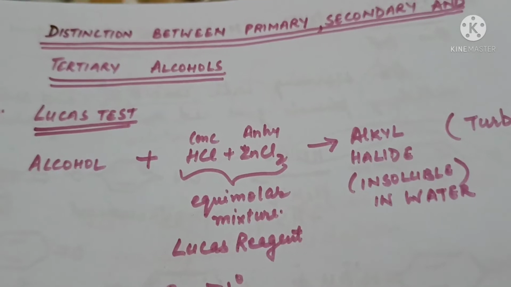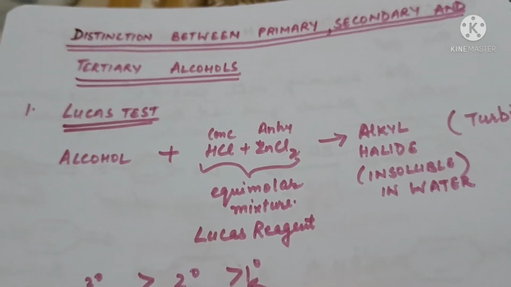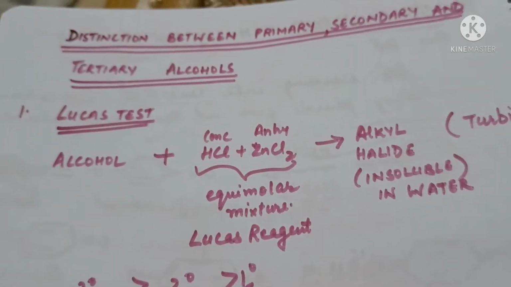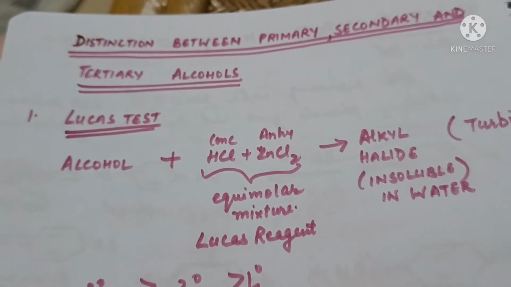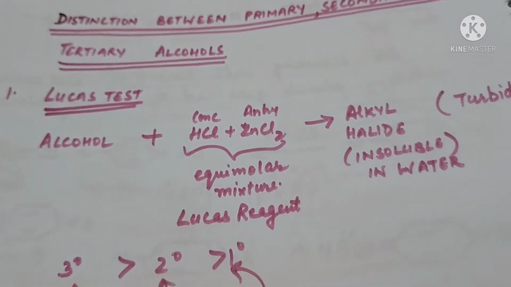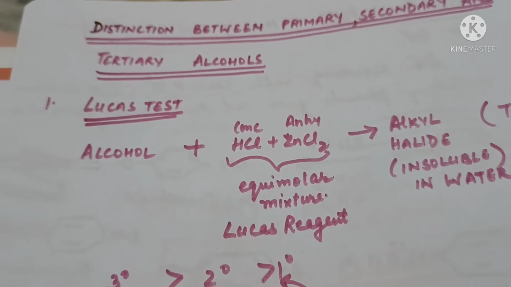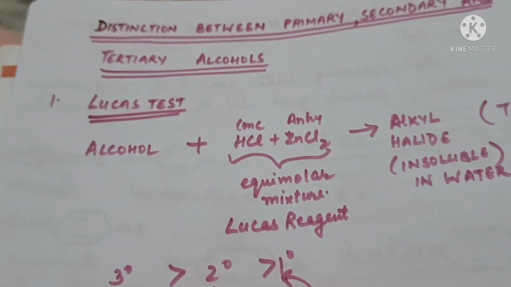Today we will do distinction between primary, secondary and tertiary alcohols and distinction between phenols and alcohols. So the first test to distinguish between primary, secondary and tertiary alcohols is Lucas test.